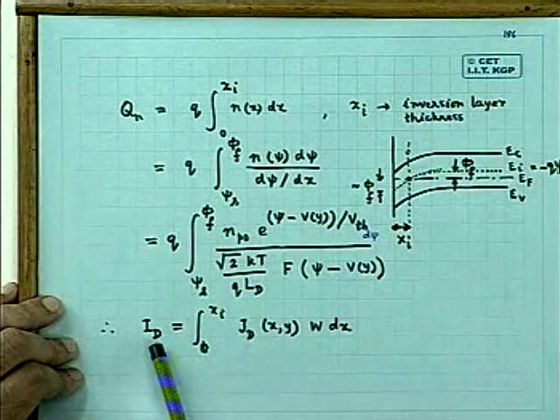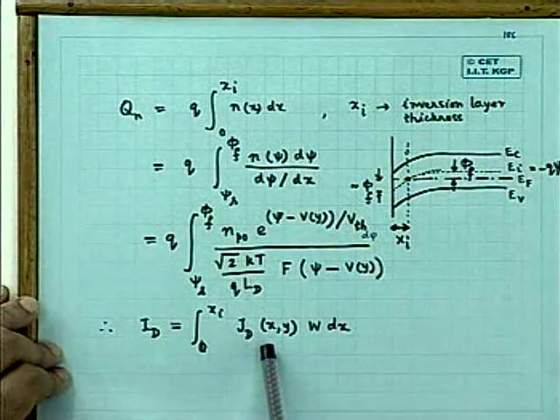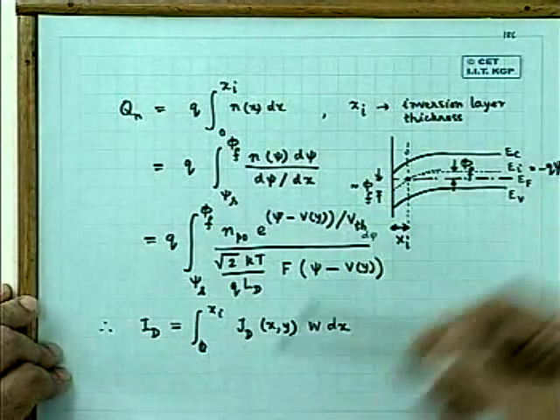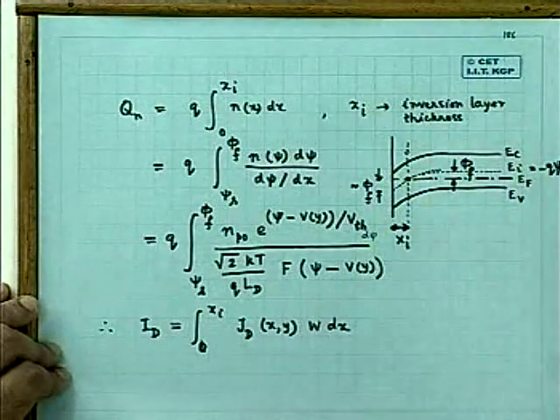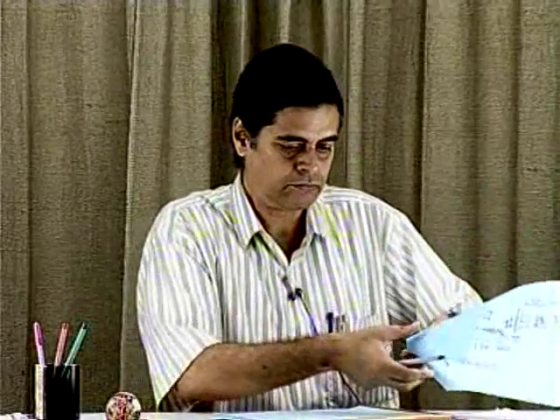Then we write for ID, the total drain current, in terms of JD, the drain current density, which is a function of x and y, assuming that Z, the depth, is very large, and multiplied by W dx. W dx is a slit area, the slit area across the cross section, and integrating it from 0 to xi means over the entire cross section of the channel. That's how we get ID.